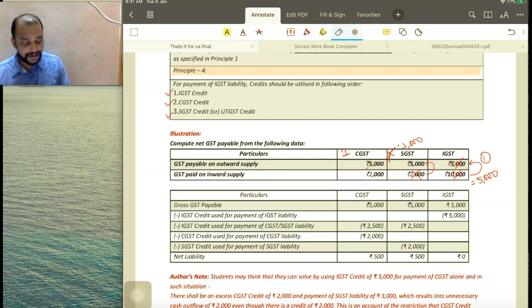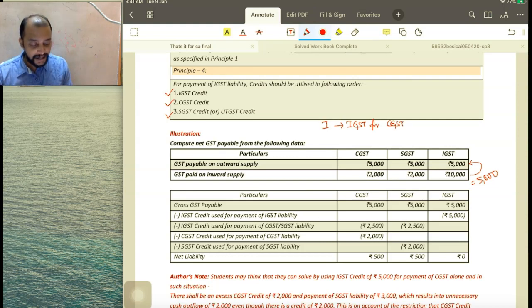Again, I am repeating with respect to alternative 1. Have a look into this. First, I have IGST credit 10,000. I am using it for payment of IGST liability 5,000. Still, what balance do I have? 5,000 rupees. This will not change; there is no difference in that. Now, alternative 1. What is that alternative 1? Use IGST credit for CGST liability. Then what will happen? IGST liability is exhausted. Out of 10,000, only 5,000 I have. That 5,000 I can use for payment of CGST. So CGST is gone.